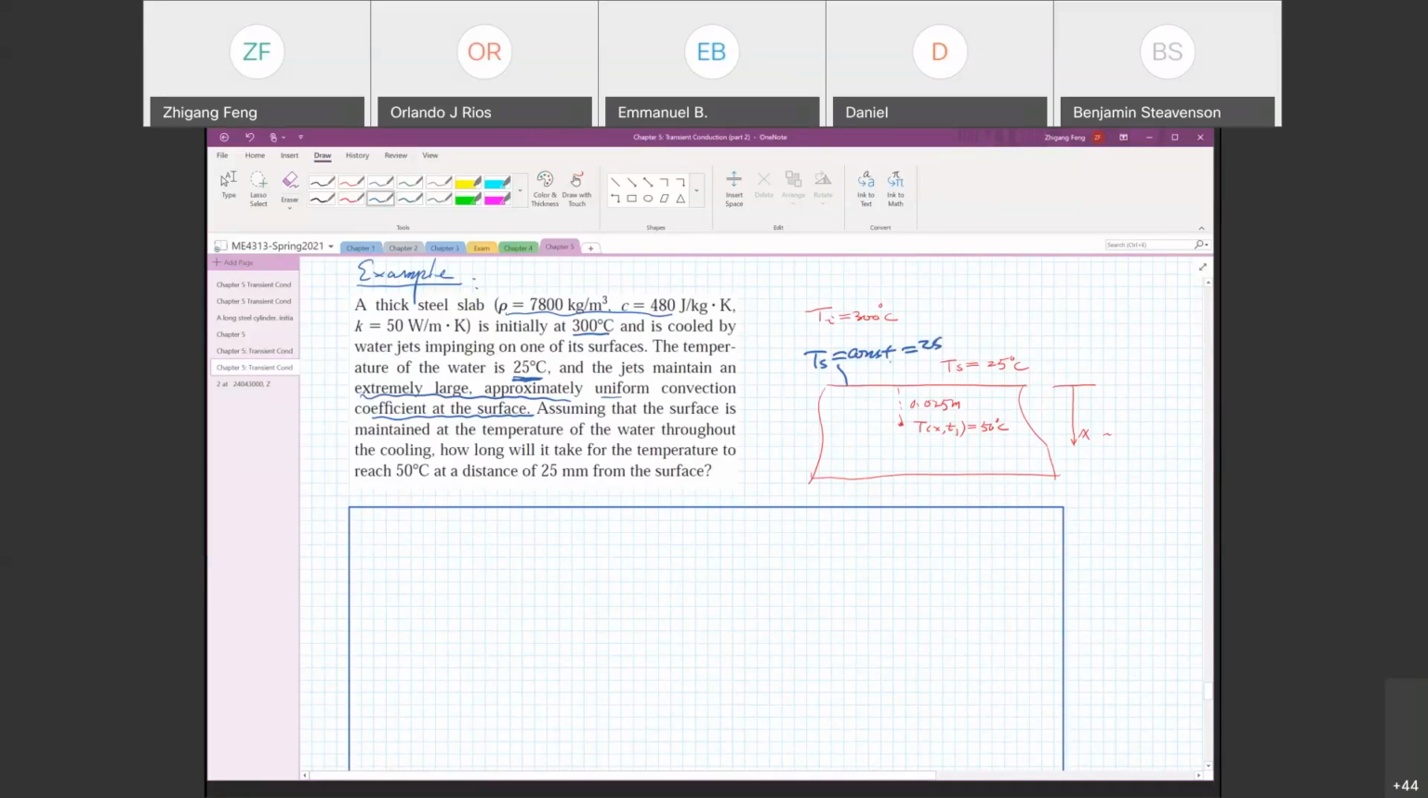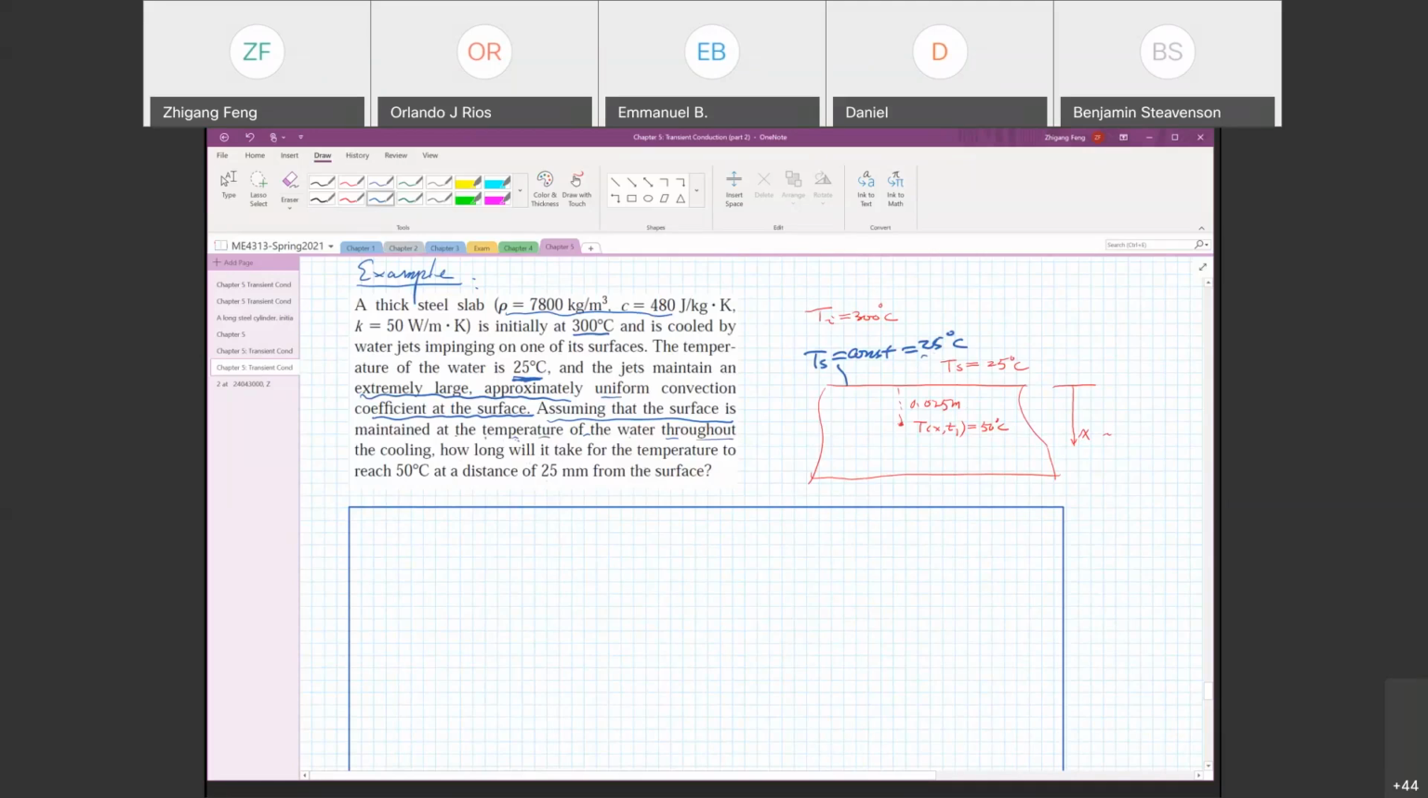Okay, so h is not even given. They just tell you h is extremely large. So don't use a convection boundary condition. Instead, use the constant temperature boundary condition. They add another statement: assume the surface is maintained at the temperature of water throughout the cooling. So that's the temperature, 25.